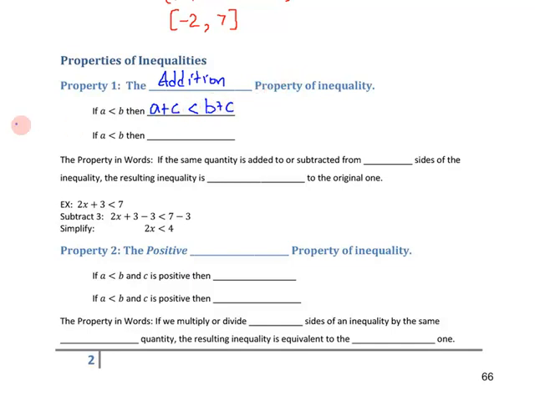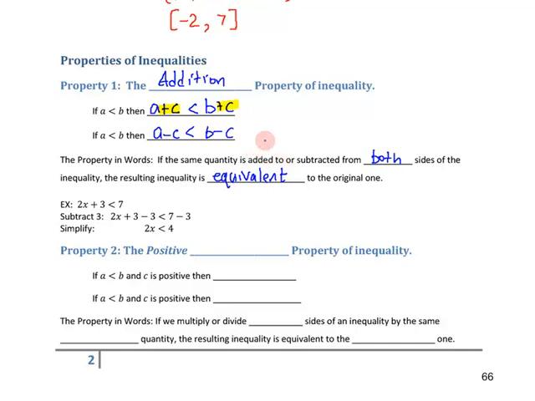What did I do? I added C to both sides. I can add the same number to both sides and the inequality stays the same. I can also subtract from both sides and I get an unchanged, or equivalent, inequality. So the property in words says if the same quantity is added to or subtracted from both sides of the inequality, the resulting inequality is equivalent, meaning it has the same solution set as the original one.